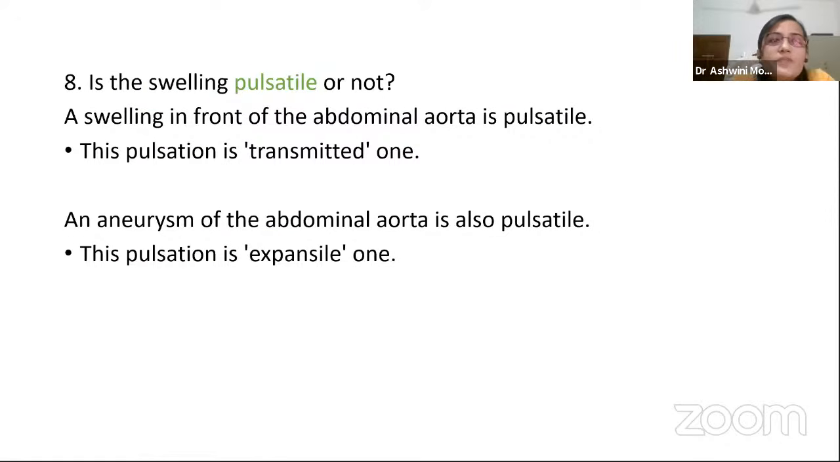After that, what other thing we have to see in the swelling is the pulsatility of the swelling. Is it pulsatile or not? If it is pulsatile, then is it an expansile swelling or a transmitted pulsatile swelling? Expansile will be a direct aneurysm of the aorta, but transmitted is in a case where the tumor is residing in front of the abdominal aorta.